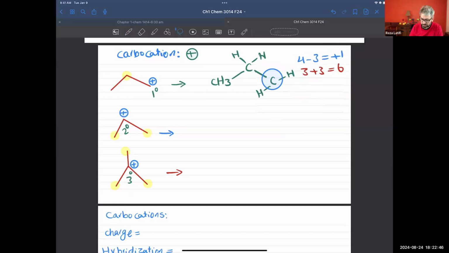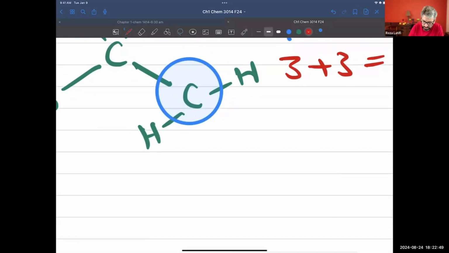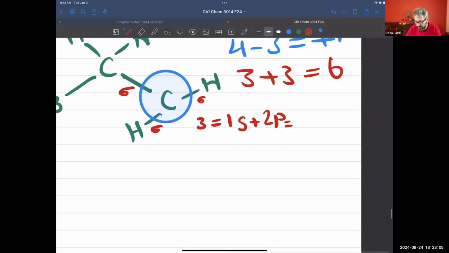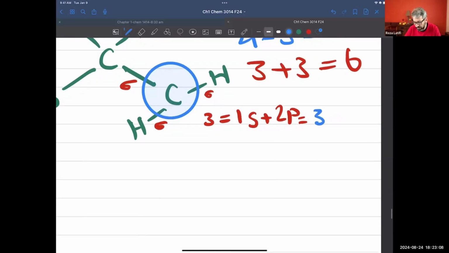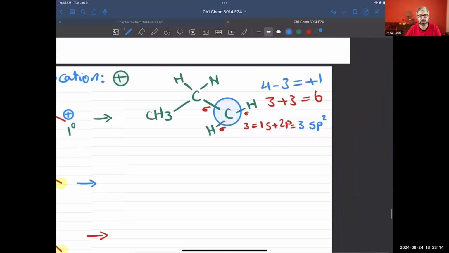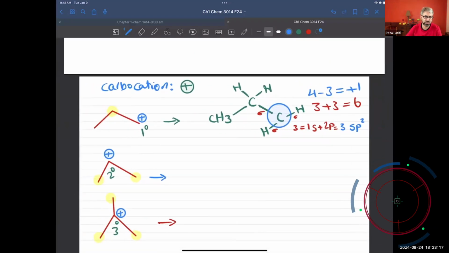How about the hybridization? If I zoom on it, I have sigma, sigma, and sigma. So I have 3 sigmas, 3 pairs. In order to accommodate 3 pairs, we need to have 1 from s and 2 from p, and that's going to give us the hybridization of 3 sp2 orbitals. So any carbocation is going to have sp2 hybridization. And sp2 hybridization will have planar geometry, trigonal planar geometry.